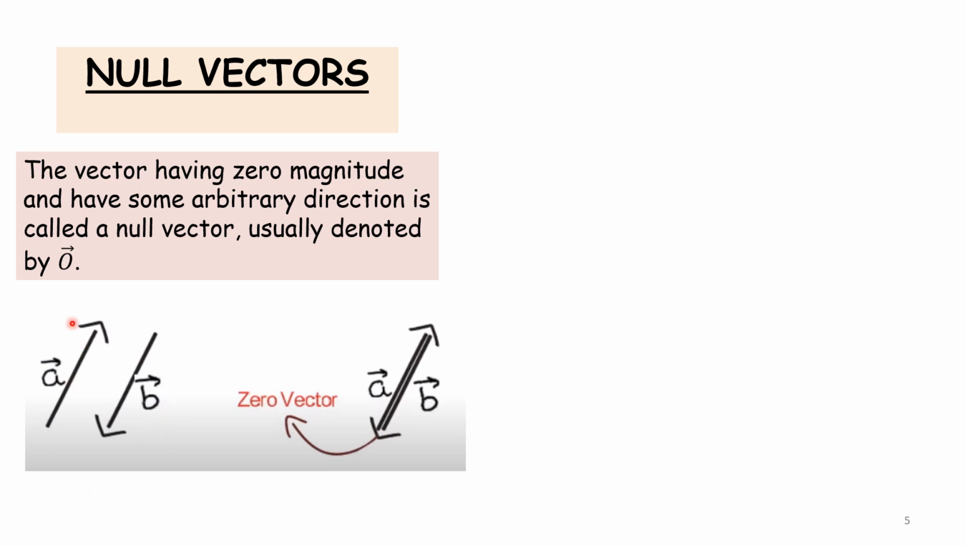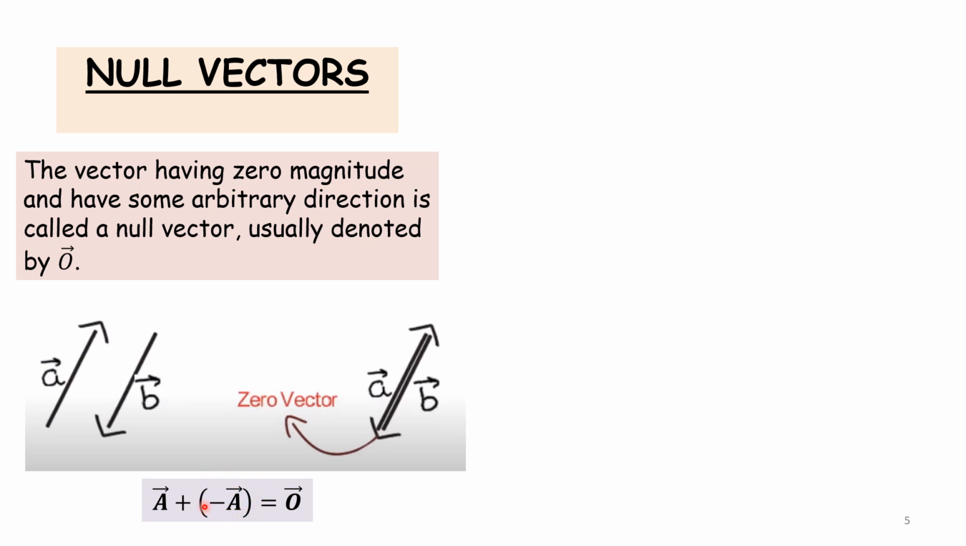Now we can add them with the help of the head to tail rule. Thus, if we place the tail of B over the head of A, then the third side of the triangle vanishes, and we call it the zero vector. We can write it with the help of this equation. Let's suppose we have some vector A, and if we add that vector A to the same vector but opposite in direction, we will get a zero vector, which is also known as a null vector.